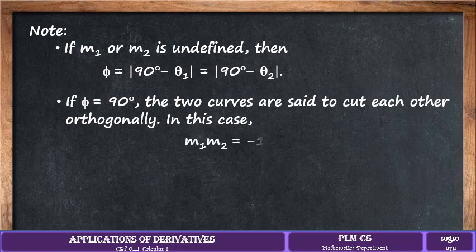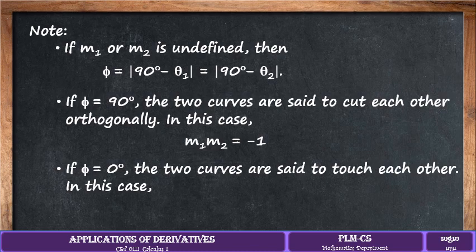In this case, m sub 1 times m sub 2 equals negative 1. Then lastly, if phi is equal to 0 degrees, the two curves are said to touch each other. In this case, m sub 1 is equal to m sub 2.